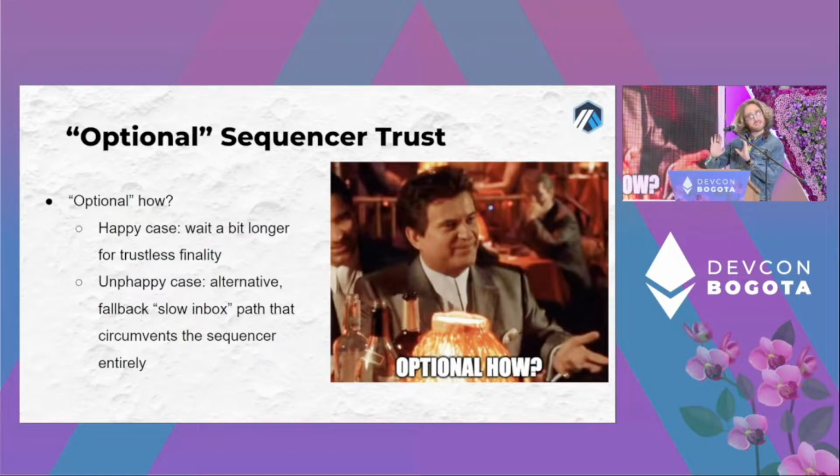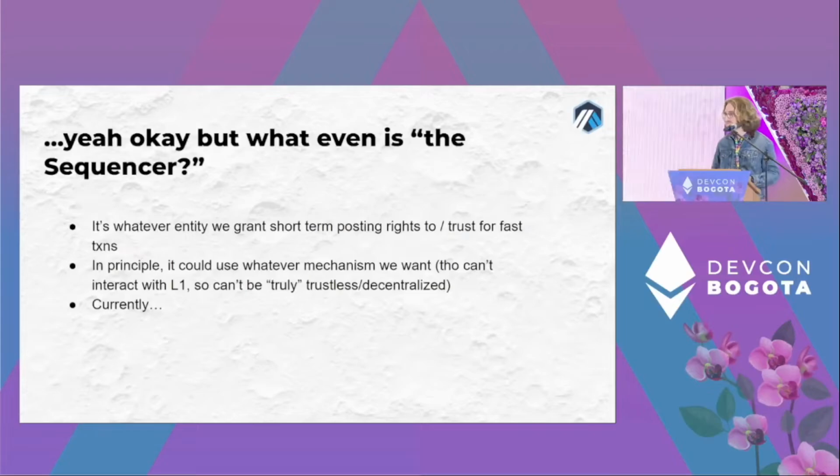The point is the system can work in a slower, slightly more inconvenient way. It can work without the sequencer entirely. So it's entirely optional. And that's why we can still call this thing a layer 2 and sleep at night.